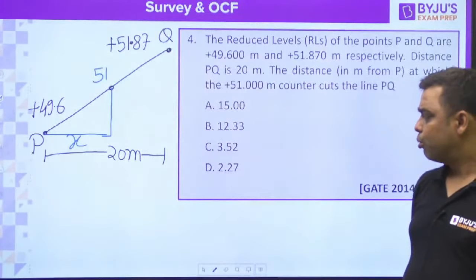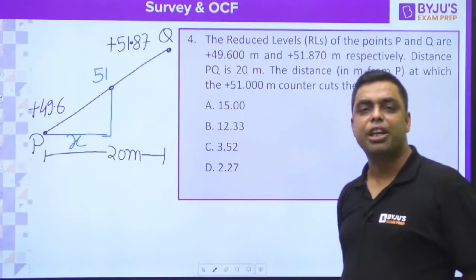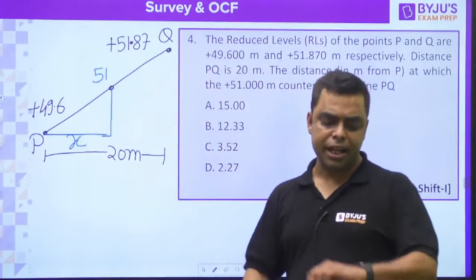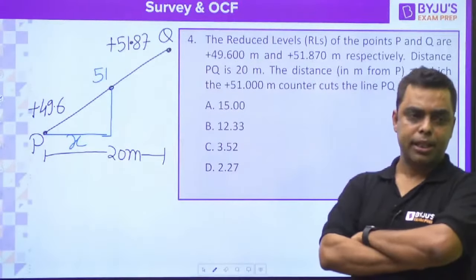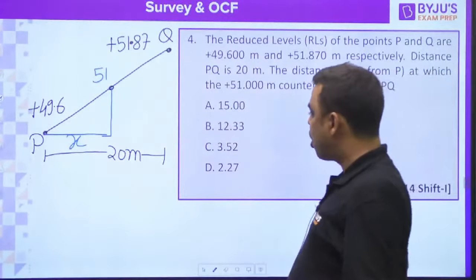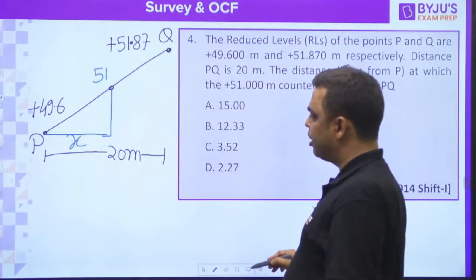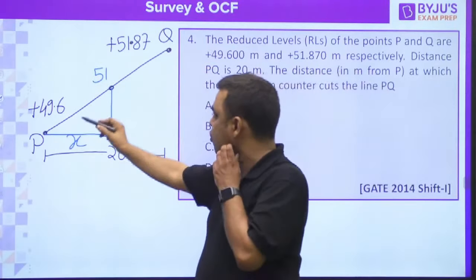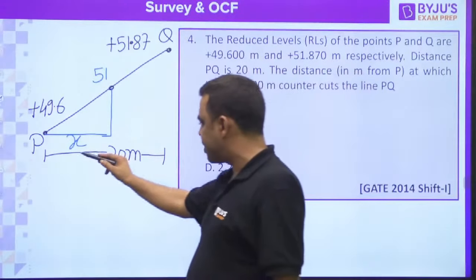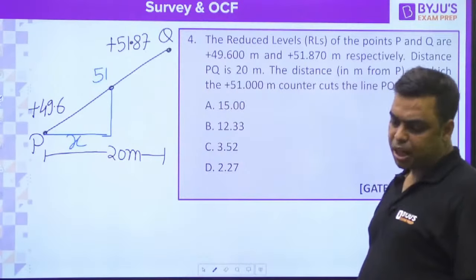So what shall we do, guys? See, it is nothing but just a question of ratio proportion or straight line interpolation. Right. So how to do that? See, basically what we can do over here. See, what is the difference over here? 51.87, right? So in 51.87, it is in 20 meters. So in x meter, how much will be this difference?